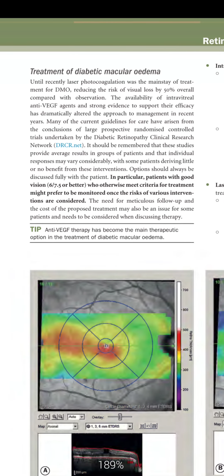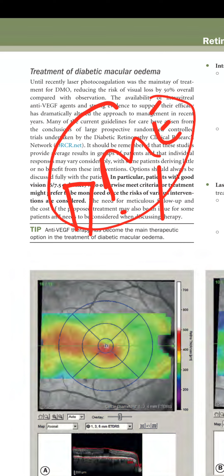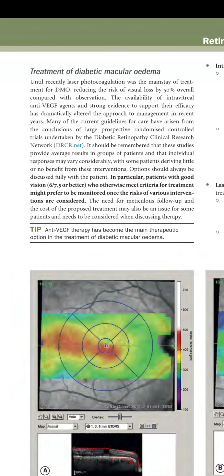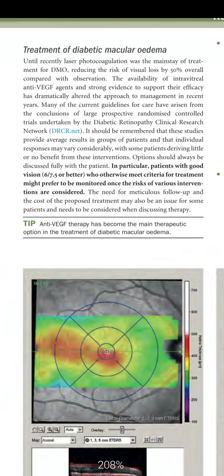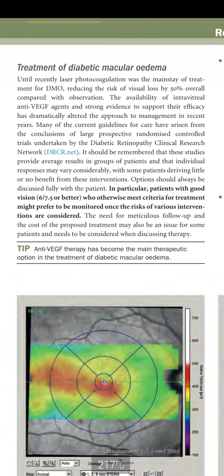So first is the treatment of diabetic macular edema. If there is macular edema in a patient with diabetes, how will we treat it? Until recently, laser photocoagulation was the mainstay of treatment for DMO, reducing the risk of visual loss by 50% overall compared with observation. The availability of intravitreal anti-VEGF agents and strong evidence to support their efficacy has dramatically altered the approach to management in recent years.